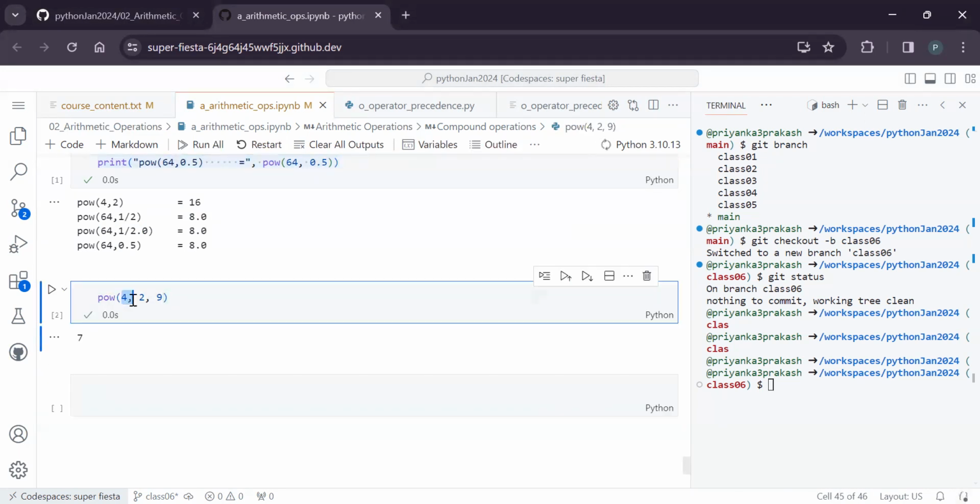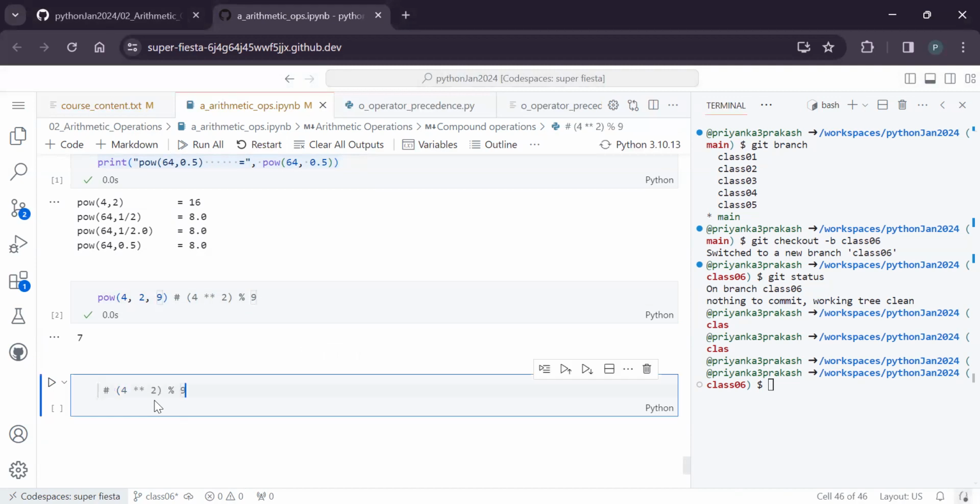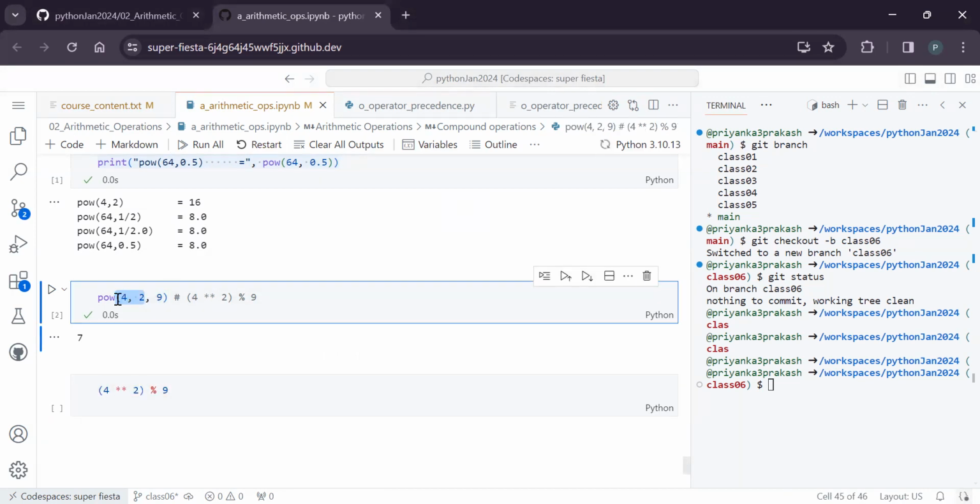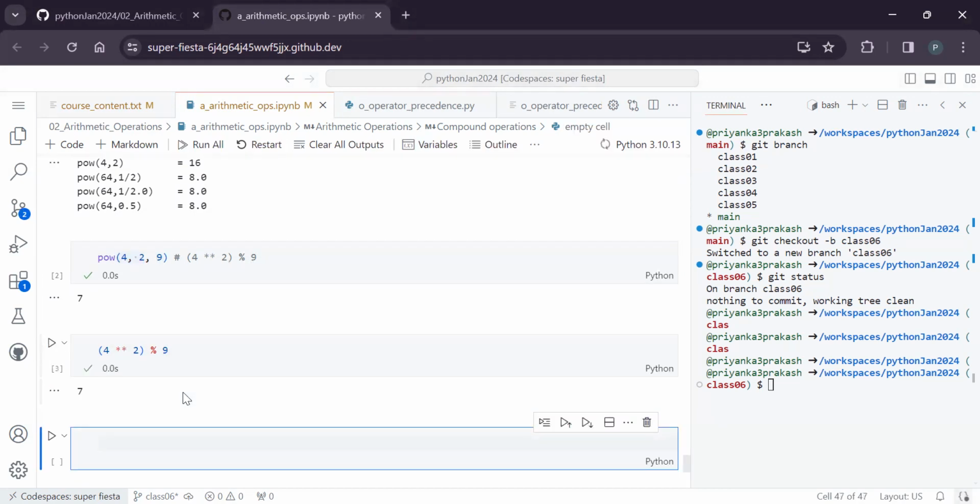Sir, this will be the base, this will be the exponent. Then what will be the third value, sir? It will do the modulo division. It will do exactly like this to give an answer. If I do this also, I get the same answer. For the first 2 values, it will do the power operation, and the remainder it will do like this. So that's how you get it.